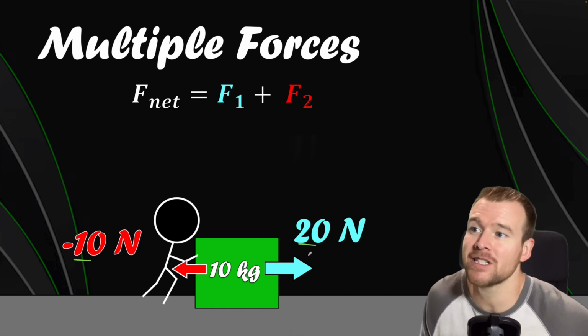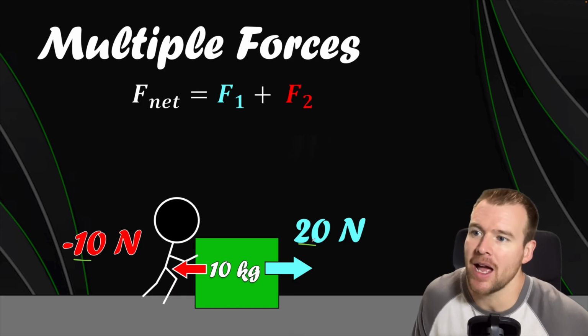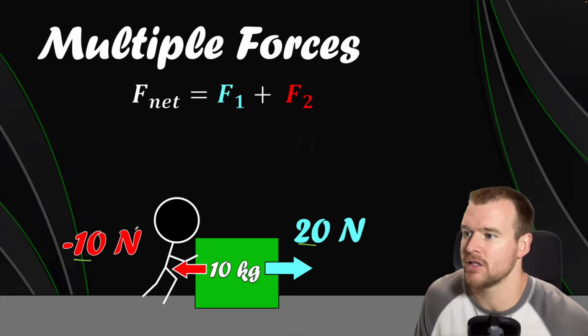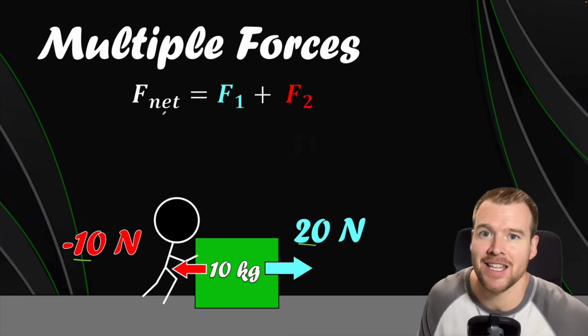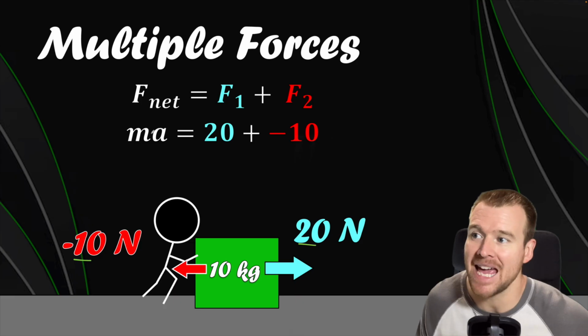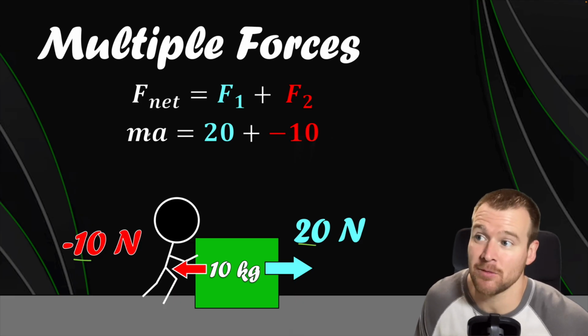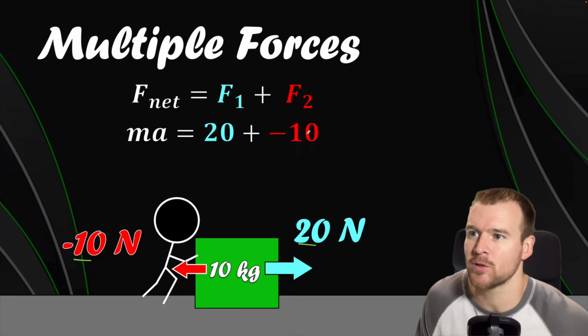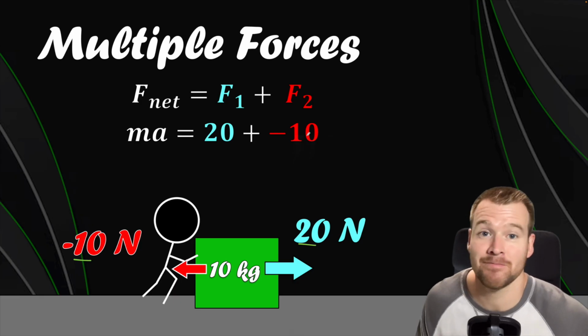Where would I go from here? Let's just see what we know. So F1 is going to be 20, F2 is going to be negative 10, F net. This is where we're going to use that formula, F net is equal to ma. I'm going to put ma right below F net because that's what F net's the same as. F1 is 20, F2 is negative 10. Now how are we going to solve it?